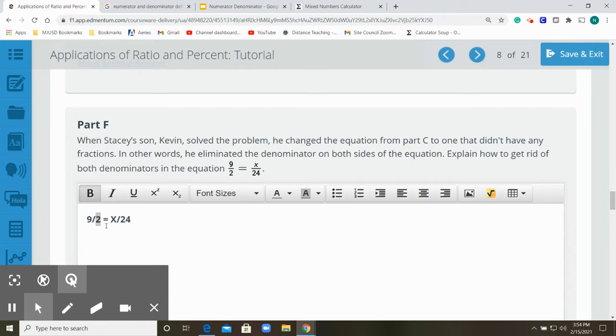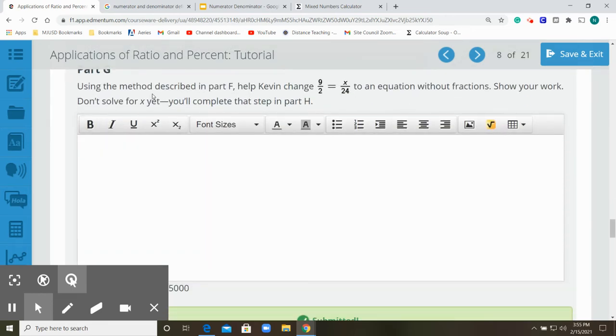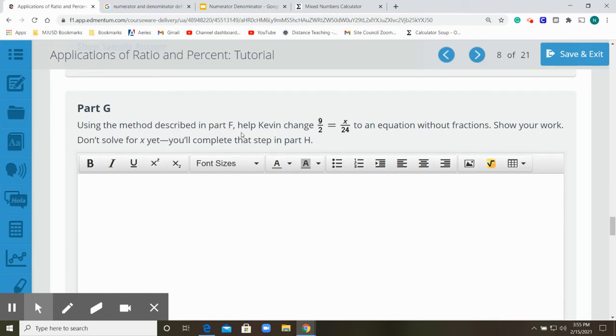Once you've done that, then to get rid of this denominator, you need to multiply by 24 to both sides. X divided by 24, you undo it by doing multiply by 24. Using the method described in part F, help Kevin change 9 over 2 equals x over 24 to an equation without fractions. Show your work. Don't solve for x yet. You'll complete that in step H.